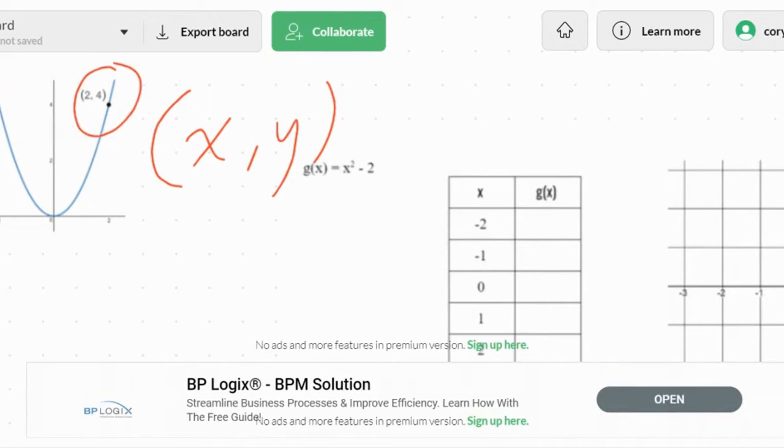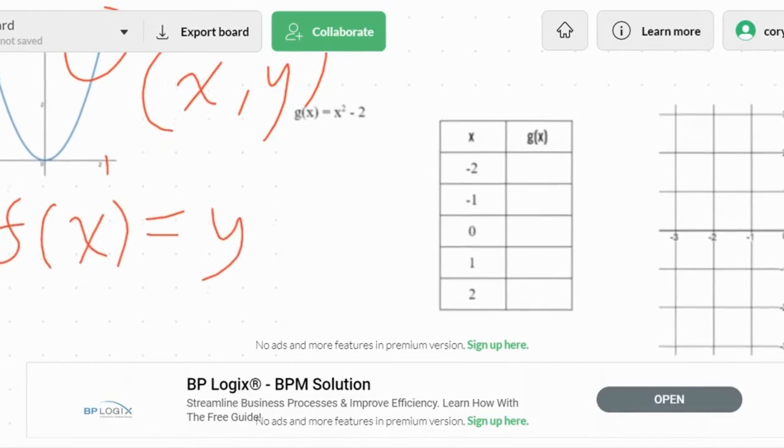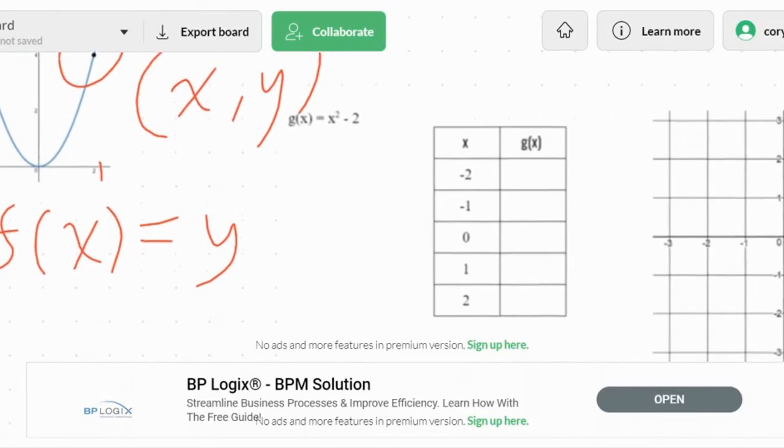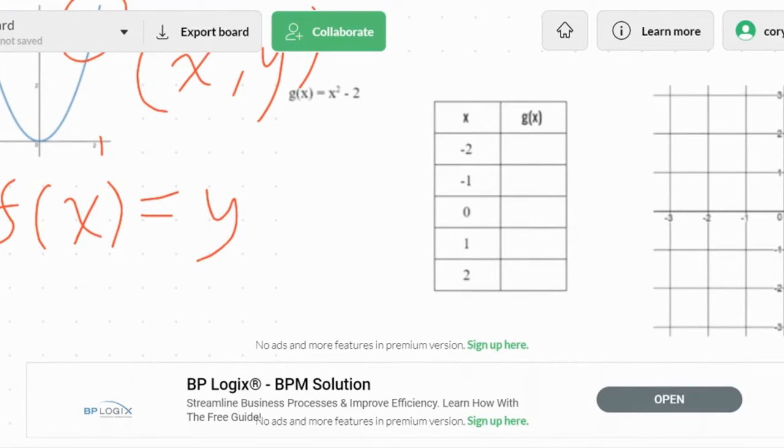So in this ordered pair (2, 4), you know that the 2 comes first because it's x and matches with the x-axis, and the 4 matches the y-axis. To write this in function notation, we use f of x. Now f is just the name of the function, and x is a placeholder for the input. So we're going to say f of x equals y. Now we need to ask ourselves, what is the x and what is the y? I can clearly see the x is 2, the y is 4.